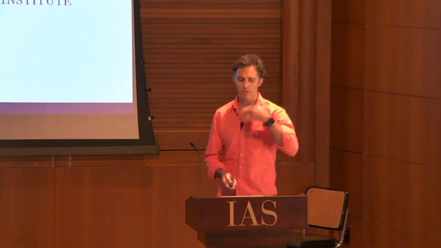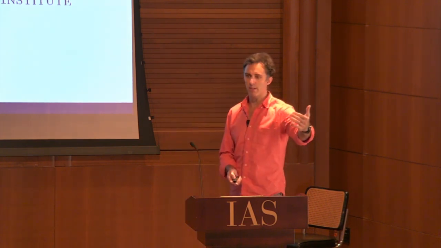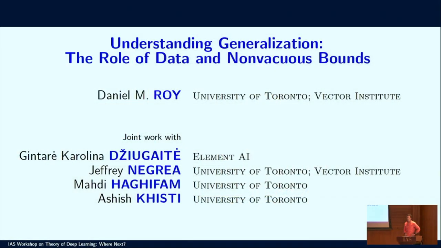So this talk is going to be about mutual information bounds. I'm going to get there, but I just wanted to put this work in the context of understanding generalization more broadly, and use the opportunity to talk about the role of data and non-vacuous bounds.